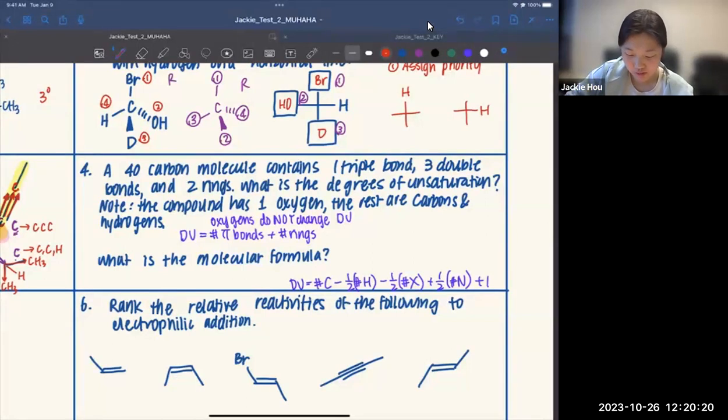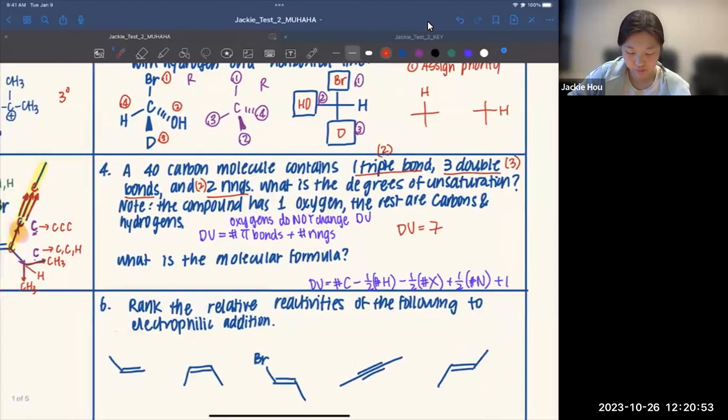Okay, so we see that we have one triple bond, 3 double bonds, and 2 rings. So one triple bond has 2 pi bonds, right? 3 double bonds, so each double bond has 1 pi bond, giving us a total of 3 degrees of unsaturation from there. And then each ring has a degree of unsaturation, so 2 rings give us 2. So 2 plus 3 plus 2 is going to give us a total degrees of unsaturation of 7.